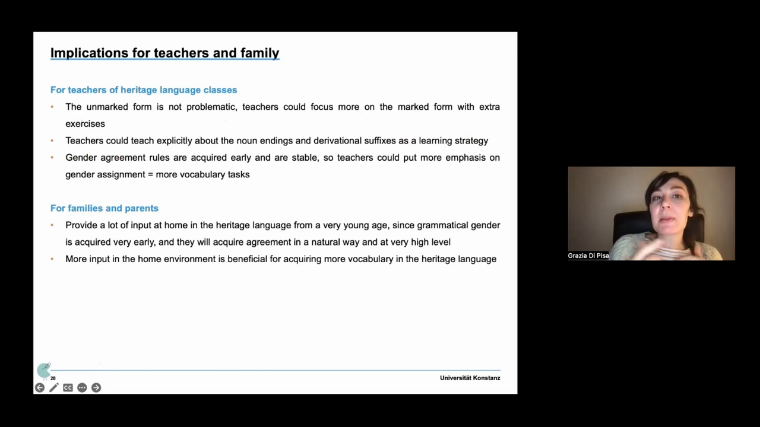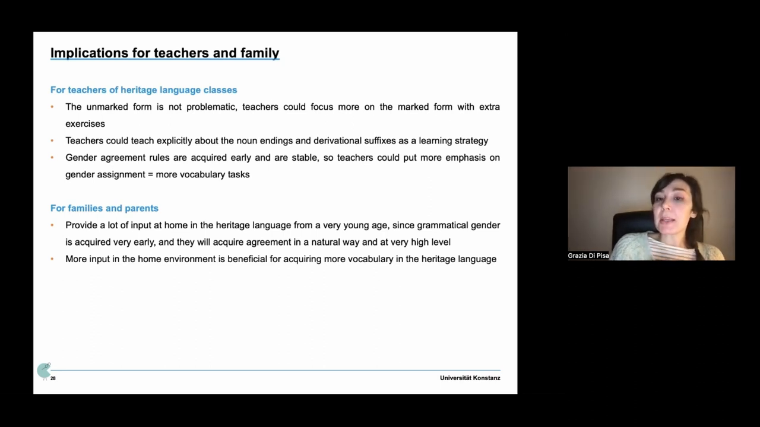I also have some implications for teachers and family because I know that there are a lot of students here for the LERAM, so to become a teacher. So for teachers of heritage language classes, these are basically the take-home messages. So the unmarked form, the masculine, is not problematic. So maybe teachers could focus more on the marked form, which is the feminine, with extra exercises. Teachers also maybe could teach explicitly about the noun endings and the derivational suffixes as learning strategies to, you know, associate and to assign the correct gender. As we have seen, the gender agreement rules are acquired early and they are stable.